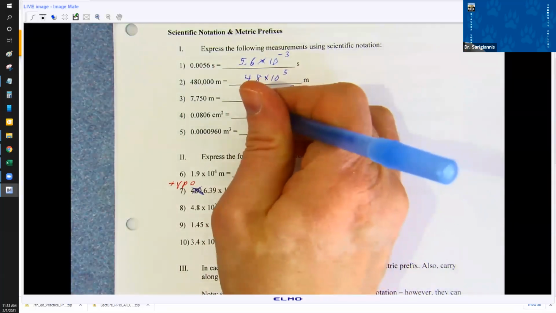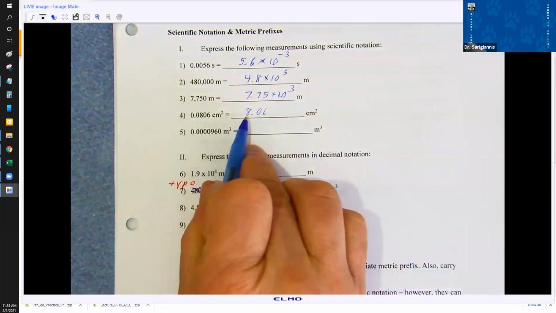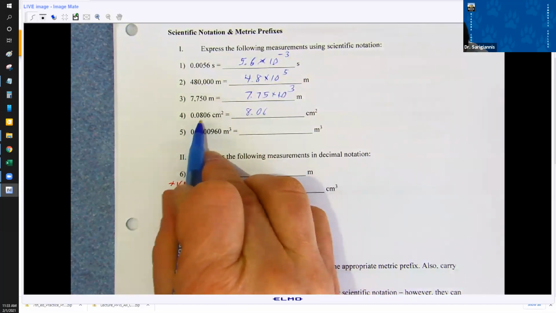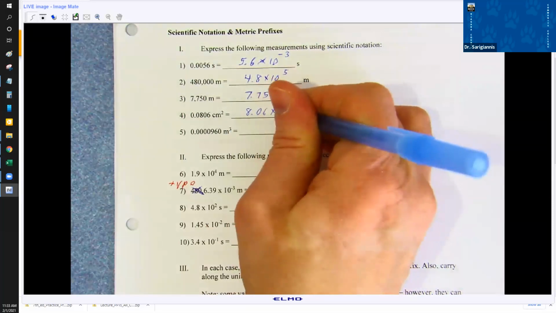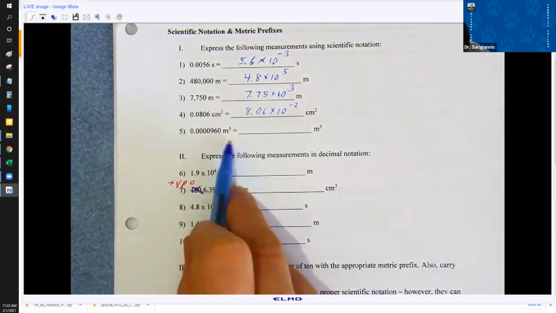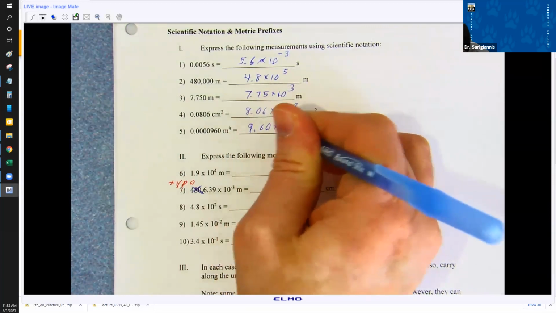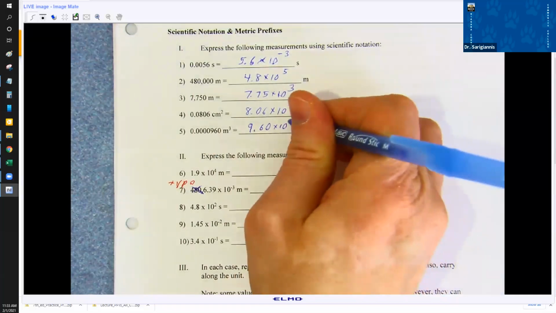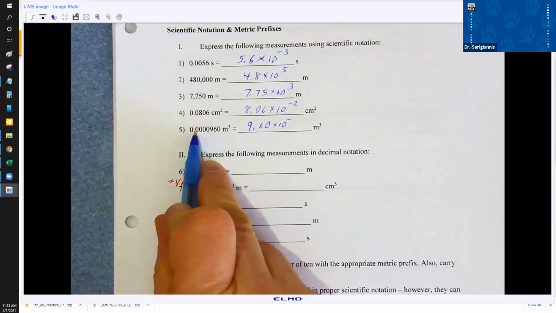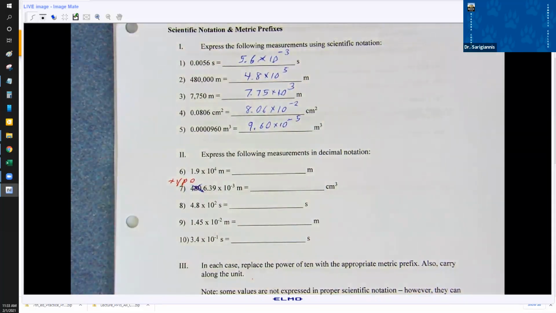Oh, this one, 8. So we've got 8.6. So we're using proper scientific notation. I've got 1 place here, and I'm going to go backwards 1, 2. So times 10 to the minus 2. Notice the units on this is centimeters squared. This is cubic meters. So here I've got 9.60 times 10 to the, I know it's going to be minus, I'm just going to figure out how many. We got 1, 2, 3, 4, 5. 9.60 times 10 to the minus 5th meters cubed.